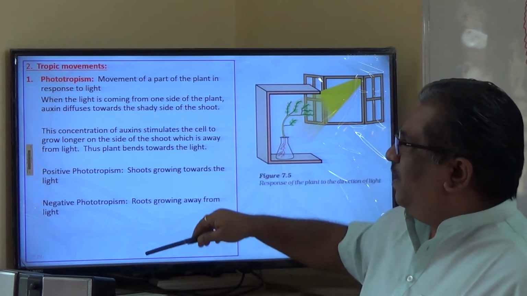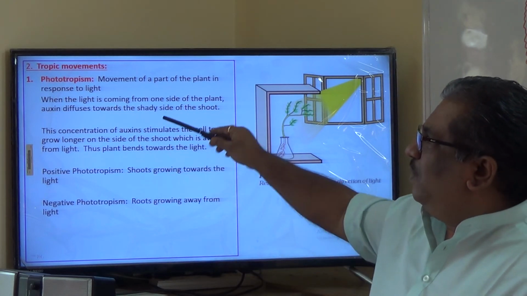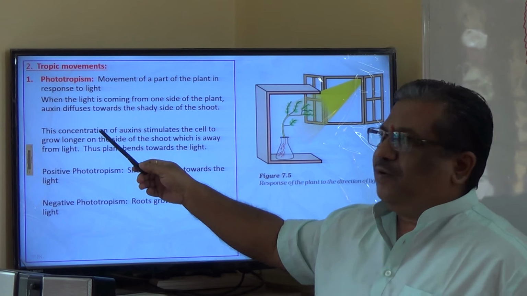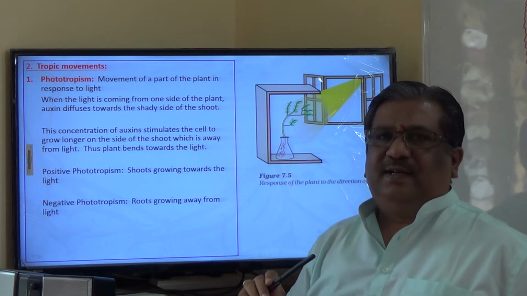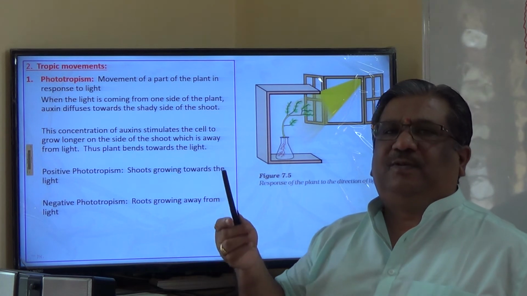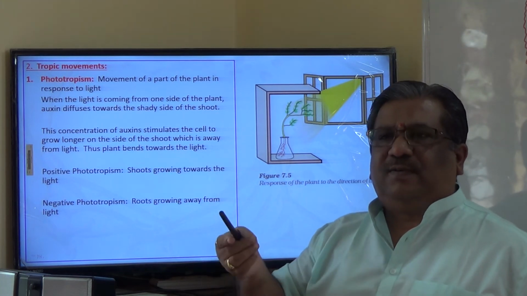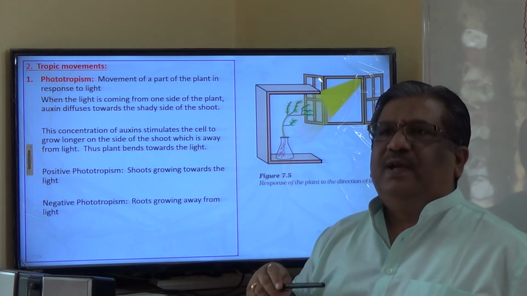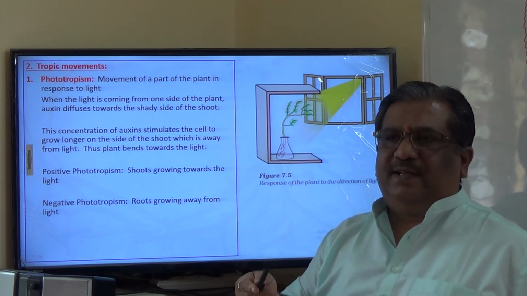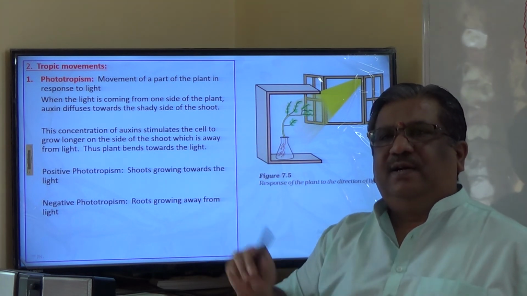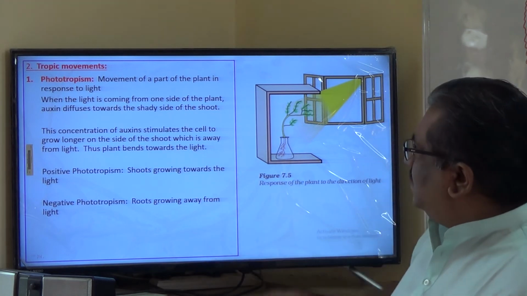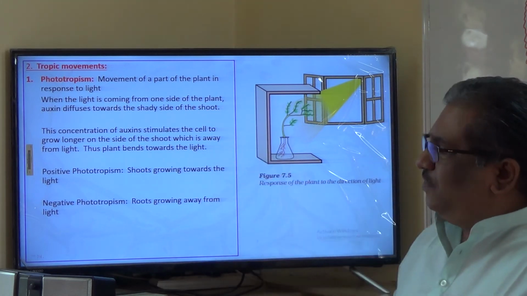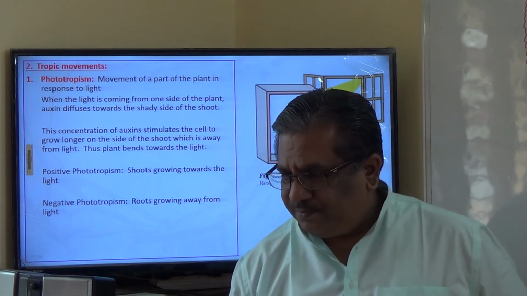Okay, simple, not much difficult to understand. The only thing is this paragraph: concentration of the auxin increases on the shaded region, which is responsible for the growth of the cell and also the growth of the stem in the shaded region. So the growth of the stem in the shaded region makes the stem take a turn towards the light. Okay, so note down all these things. I hope you have understood what is phototropism.